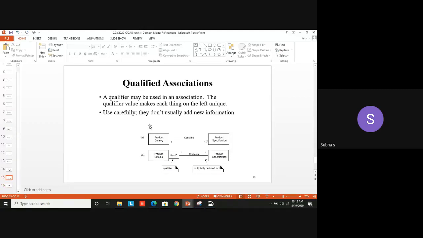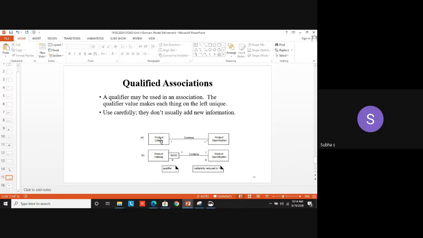Qualify means any qualifier you are going to use. In DBMS, you have used the primary key. That is the fundamental, important key. Through that primary key only, I access the entries in another table. Like that, for a particular class, if I make some attribute an important key attribute, then that is called the qualifier. The qualifier value makes each thing on the left unique. So you have to use the qualified association carefully. They won't add new information. Only the existing information will be present.